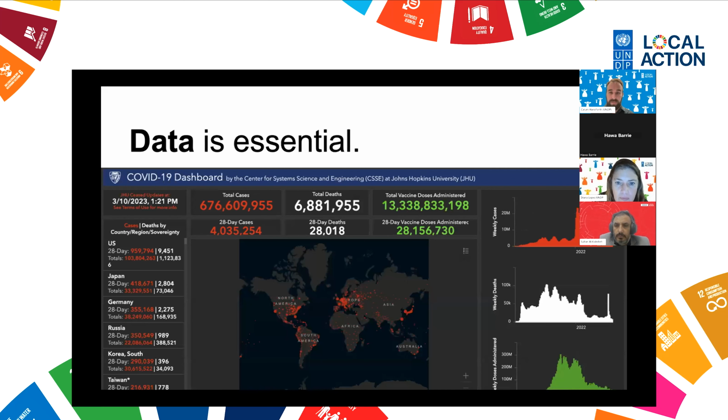But just to end on a slightly more optimistic note, data is absolutely essential. It drives decision-making and policy-making and innovation. And we saw this during the COVID-19 pandemic, where data was a really crucial tool to support city governments and others in keeping their residents safe and the communities safe and secure as well.